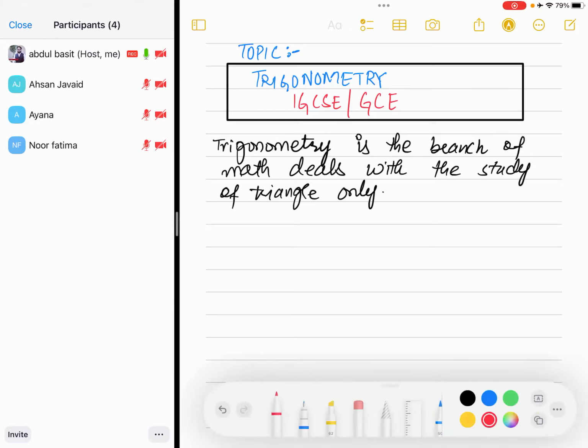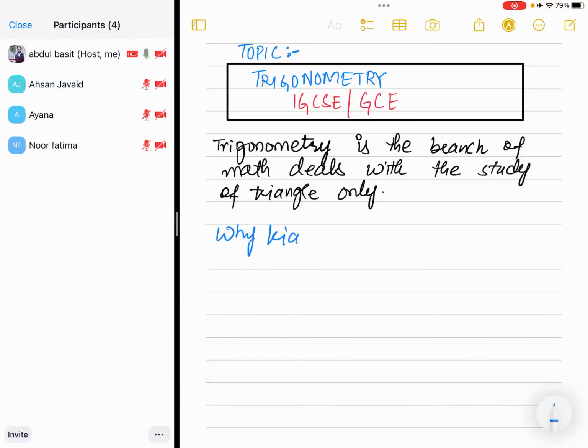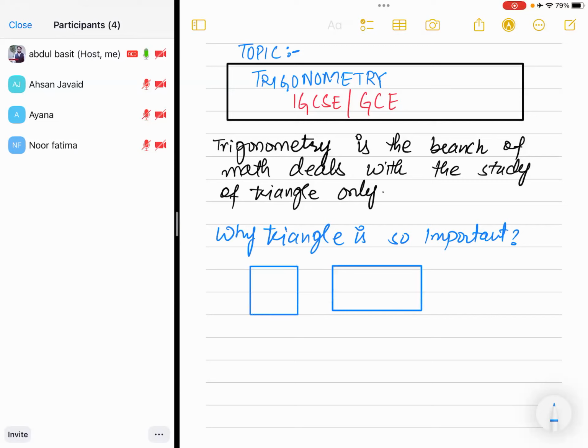So now the question is, why is the triangle so important? Why is the triangle so important that we have a separate branch for it? First of all, you should know that, for example, if it is a square, or a rectangle, or a rhombus, a tilted square is a rhombus. A tilted rectangle is what? It is a parallelogram. Agree?